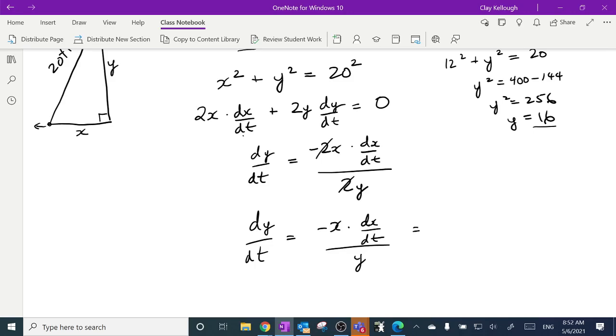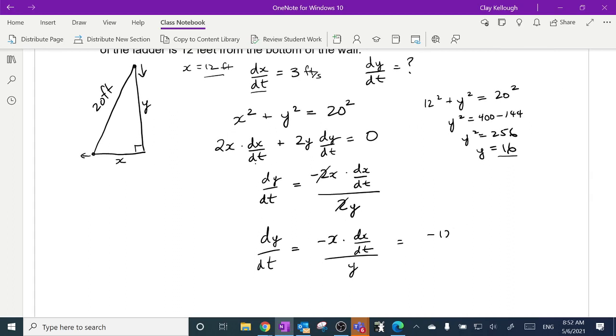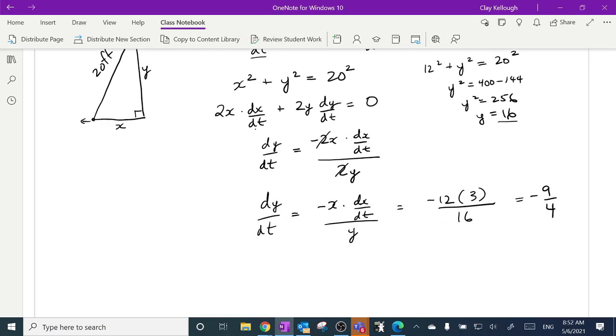And away we go. Okay, so what did we know x was again? Let me make this a bit smaller so we can still see our numbers. x was 12. dx by dt was 3. And y was, what was y? 16, we just solved for it. There we go. Okay, I can simplify that a little bit. That's 3 and 4, so that's negative 9/4. So I'll go to a decimal on this one maybe. So negative 2.25.